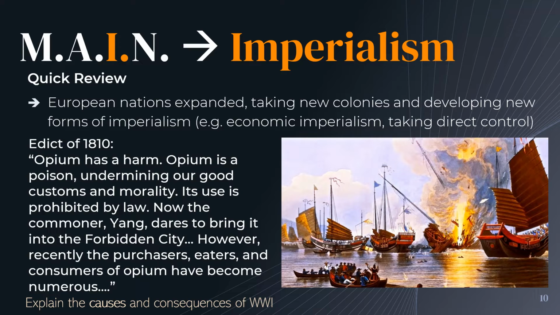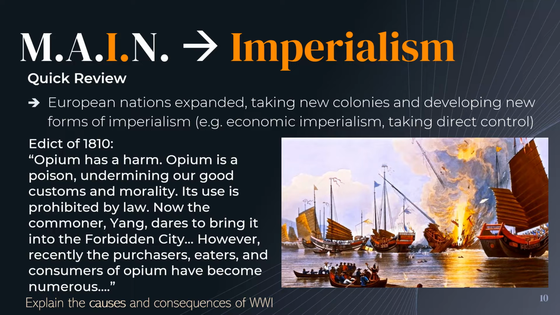Opium. Britain wanted to change their balance of trade in that they were importing more from China than they were exporting. Not a favorable balance of trade. So they start having opium that's grown in India, which Britain controls, and bringing that into China. Once that's illegal, then smuggling that into China and ultimately having some wars. So this is an example of where we start getting economic imperialism.